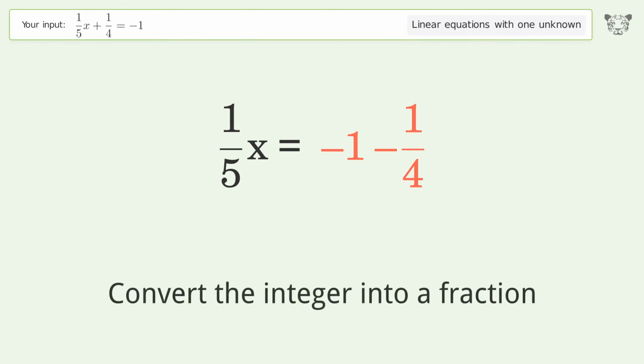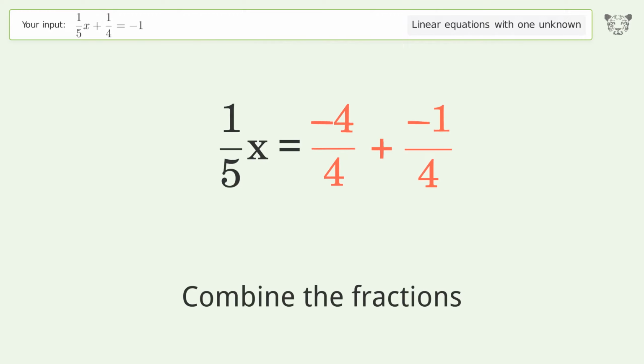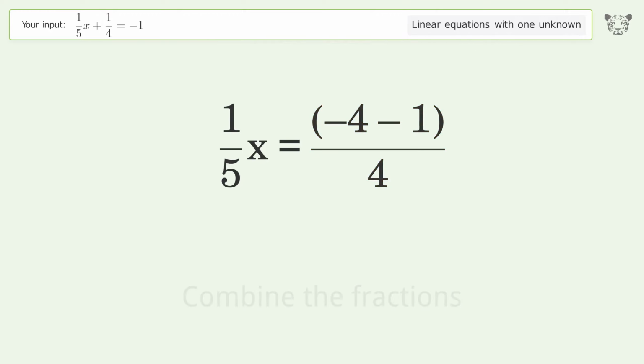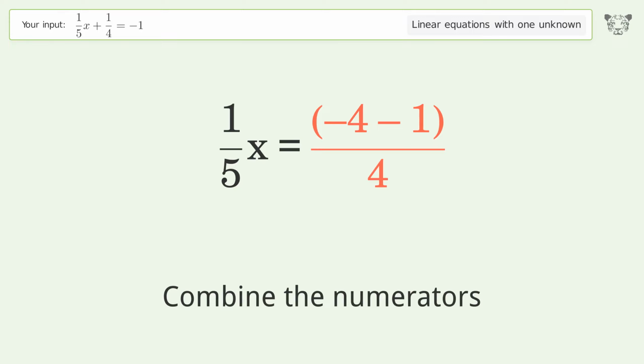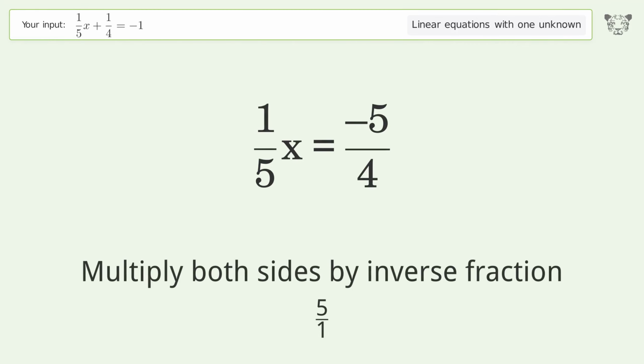Convert the integer into a fraction. Combine the fractions. Combine the numerators. Isolate the x. Multiply both sides by inverse fraction 5/1.